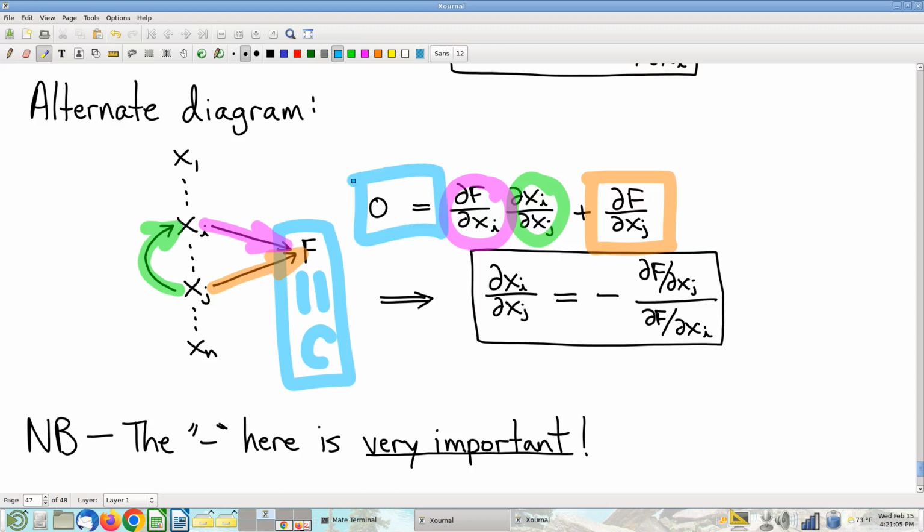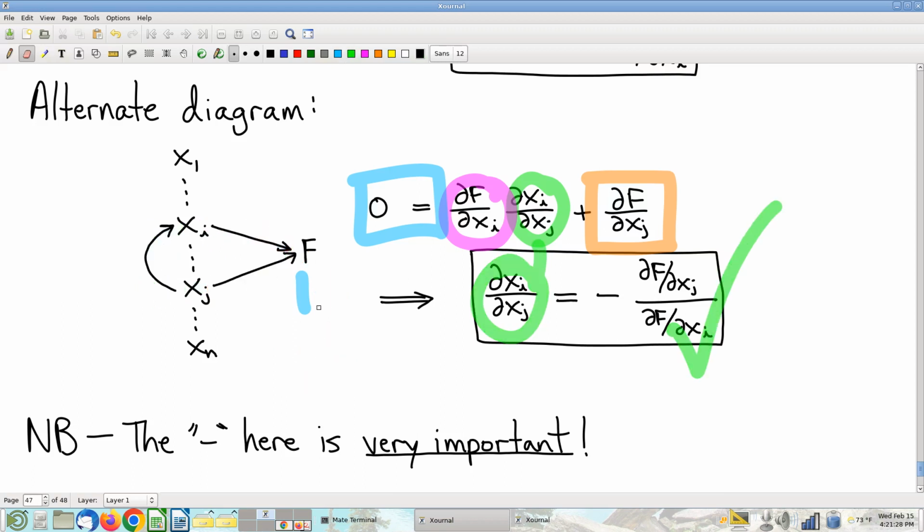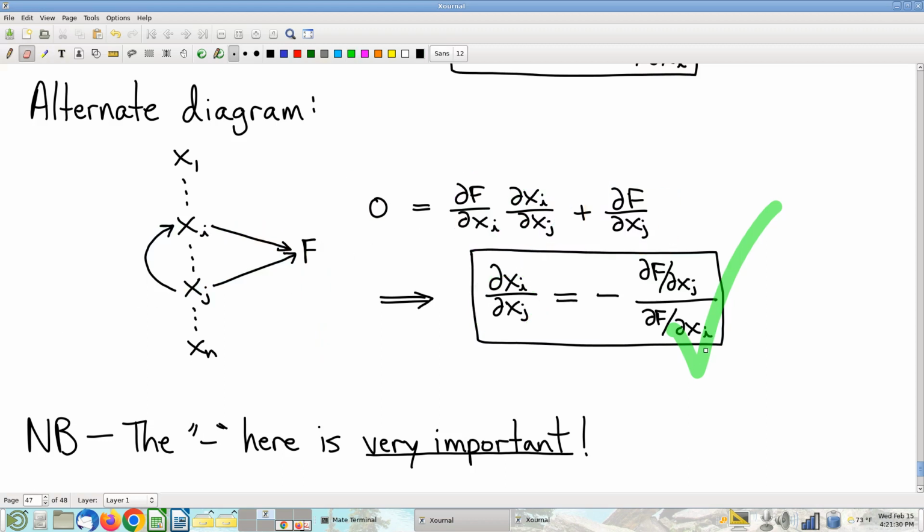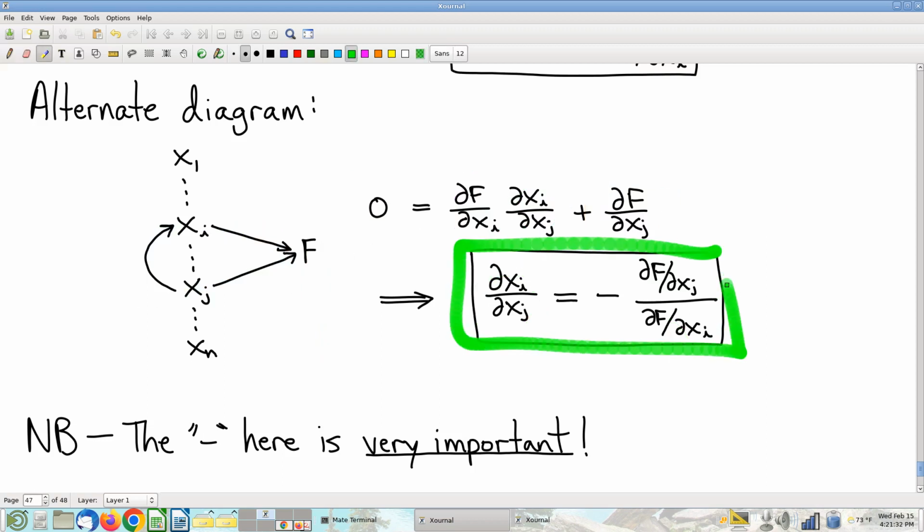Said differently, the amount of change that f gets along this path and the amount of change that f gets along this other path, they have to cancel because f is not allowed to change at all. So these two things add up to 0, and we solve for what we're interested in, which is right there. And there's your handy-dandy formula. So yeah, make sure to know this formula.